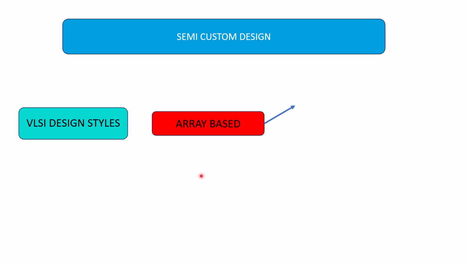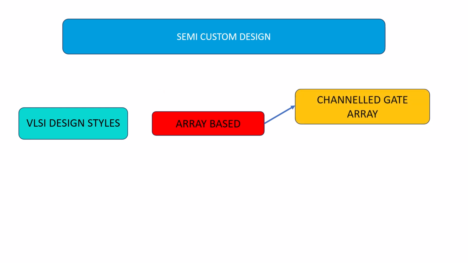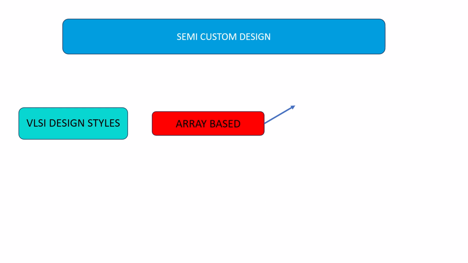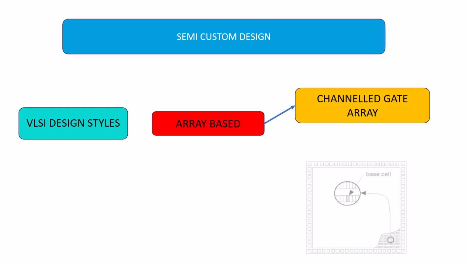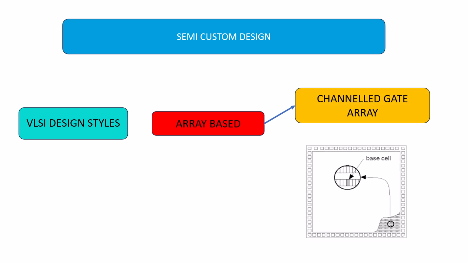Now the array-based semi-custom design. The array-based semi-custom design can be classified as channel gate array and channel-less gate array. First, we'll see the channel gate array. The diagram has been shown here. From this figure, we can see a row of cells with space in between them, and something has been written as the base cell. This base cell is the smallest element which can be replicated to make the base array. And this space which has been given between the rows is for routing, or it is used for giving the interconnections.